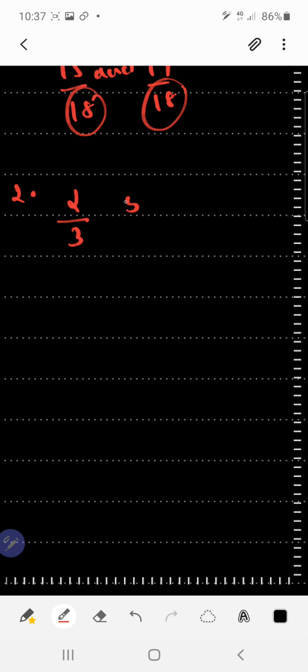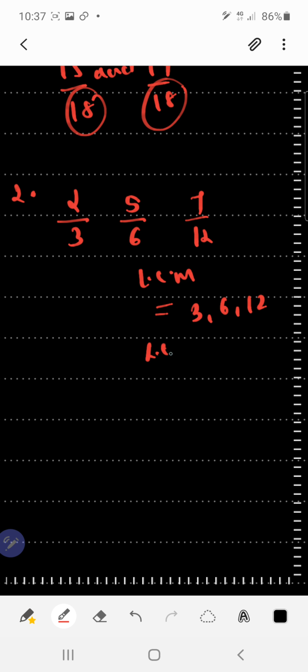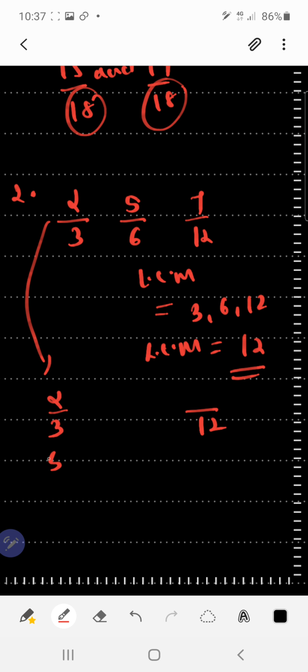Similarly, the second is quite easy. We have 2 upon 3, 5 upon 6 and 7 upon 12. You have to take the LCM of 3, 6, 12. My dear kids, when you get the LCM, you will get LCM as 12. I hope you know how to find the LCM. Once you got 12, you have to take each fraction and make the denominator 12.